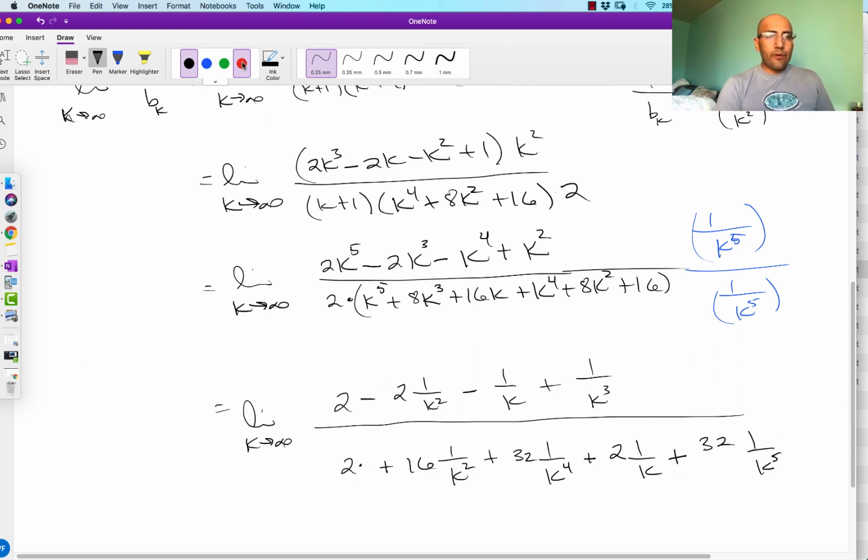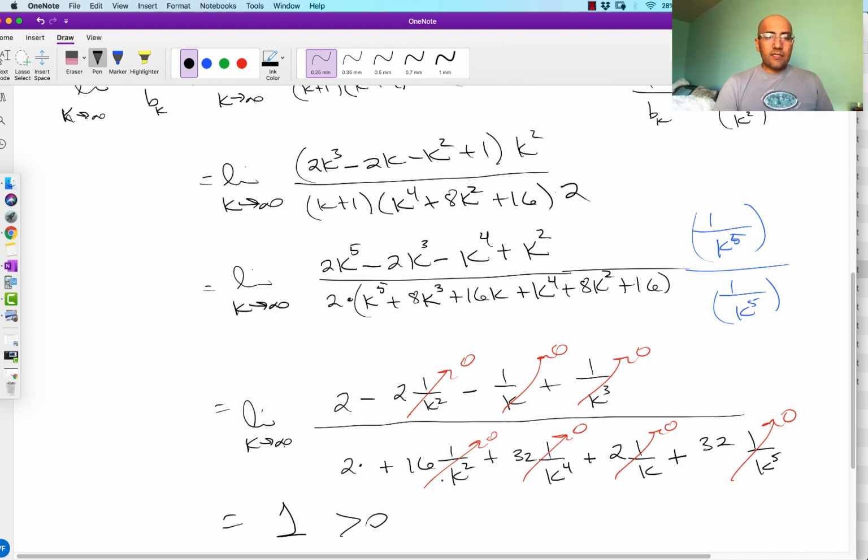Okay, and so now if we apply the limit as k goes to infinity, that'll go to 0, that'll go to 0, that'll go to 0, that'll go to 0, that'll go to 0, that'll go to 0, and that'll go to 0. So the whole thing will converge to just equal to 2, which is positive and greater than 0.